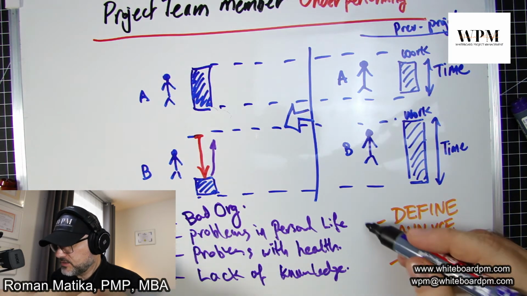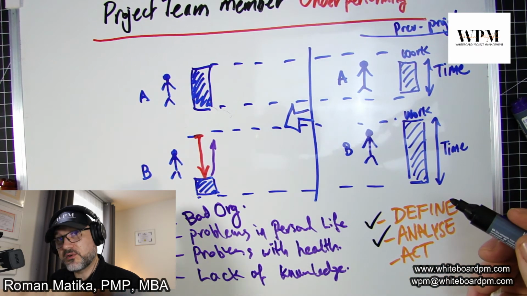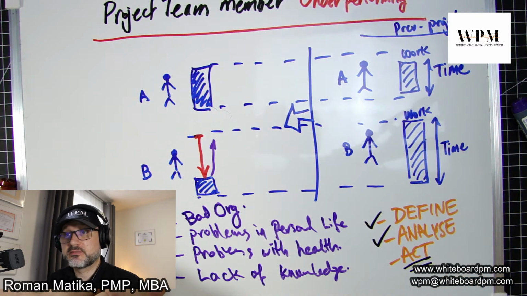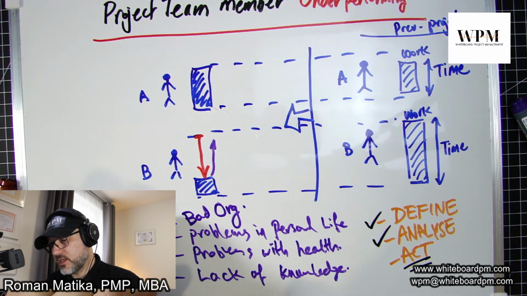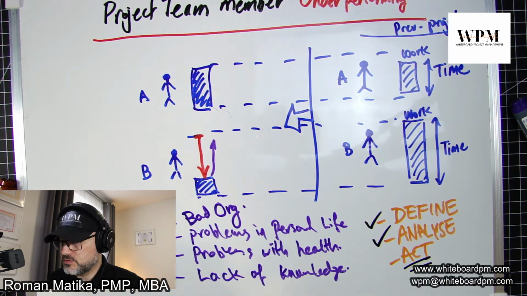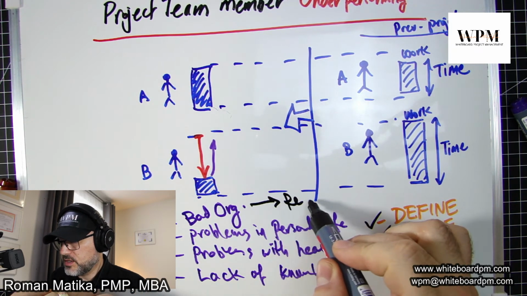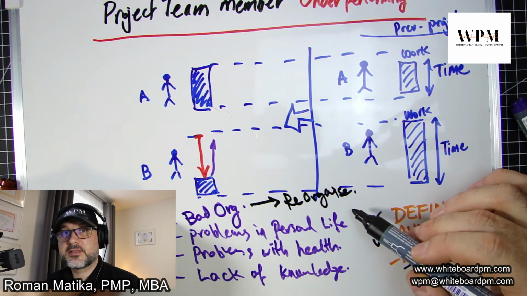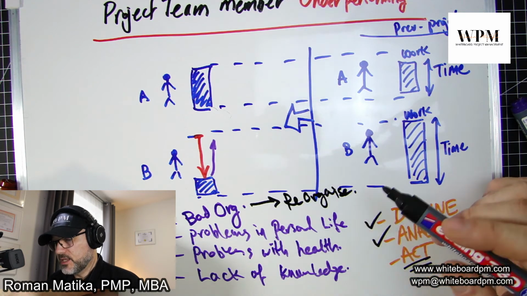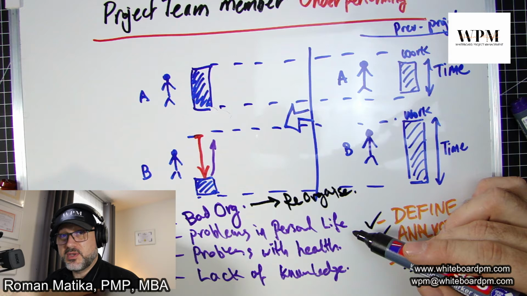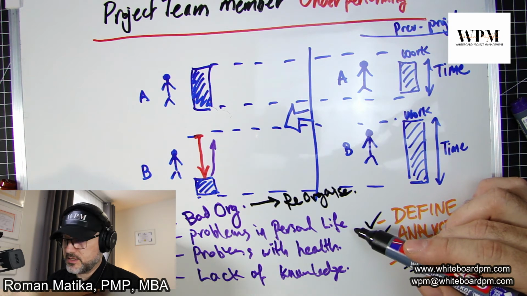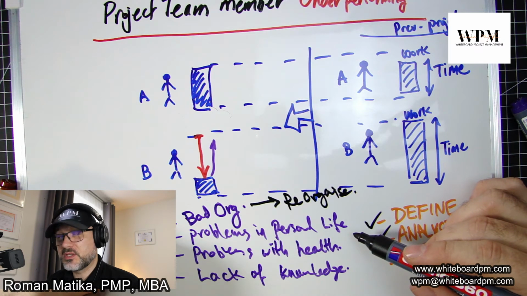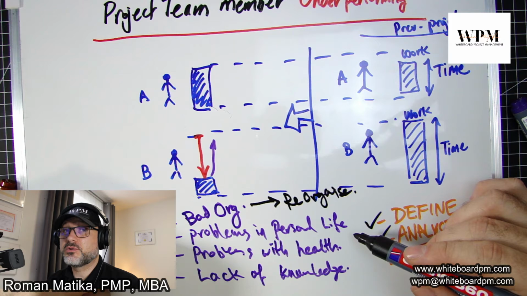Now I analyzed, found where the problem is, and now I need to act. How to act? If you have bad organization, you need to reorganize. Put the person in the right place, simply. If the problem is in his personal life, you cannot do anything, but you can show him or her your support and your company's support.